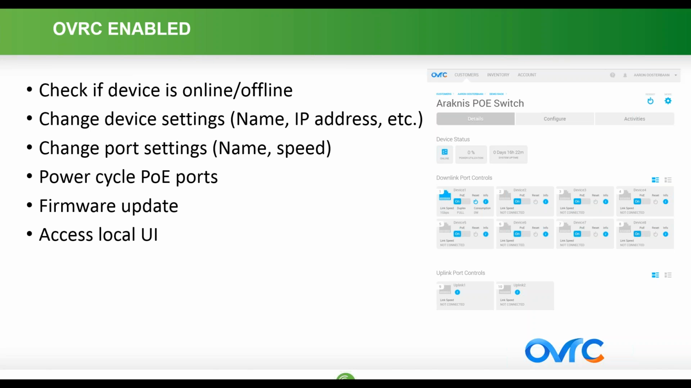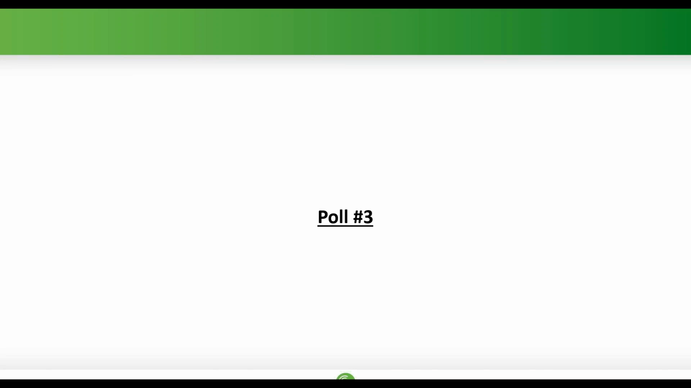And a very important feature is the firmware update. As we roll out firmware updates, we recognize these electronics always have some problems to fix. We always have small bugs here and there that we fix, and maybe we add new features. You can do remote firmware updates through OVRC, and that's a very powerful feature. Also, we recognize that not everything you see on the local UI can be accessed through OVRC, so we added the ability to remotely launch the local UI of the device via OVRC. With that being said, we'll start the third poll about the switches.